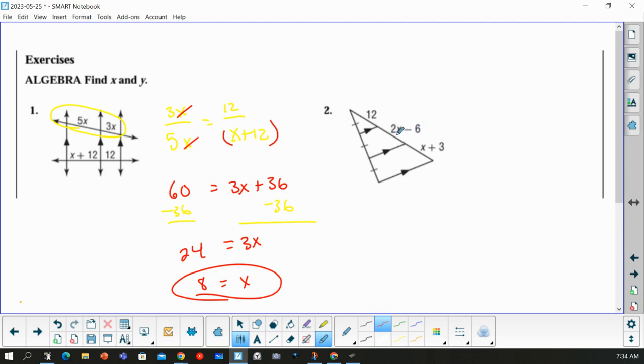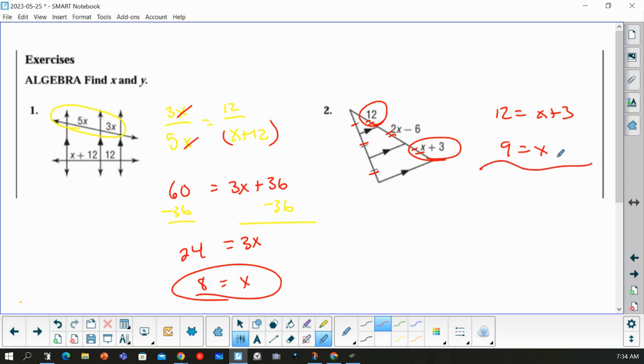This one here, there's a couple ways you could solve this one, and it really depends on what you did. You could have done the 2x minus 6 equals the x plus 3. You could have done the 12 equals, and that's what I'm going to do. I'm actually going to choose the easiest one. These are all equal on this side, which means these are all equal to each other. And so I'm going to pick the easiest one, the 12 and the x plus 3. 12 equals x plus 3. Subtract 3 from both sides. It'd be 9 equals x.